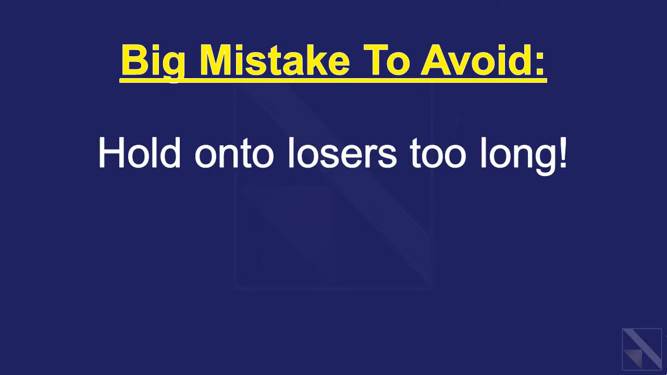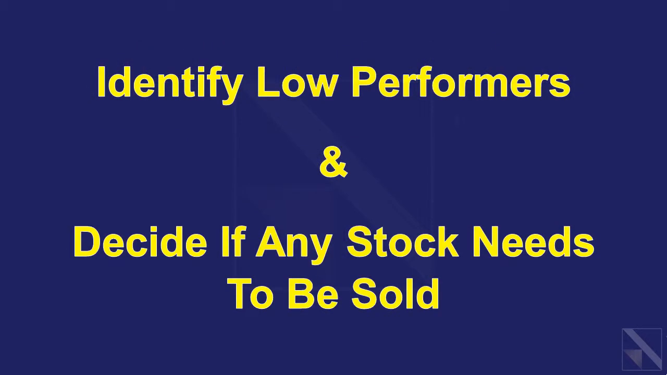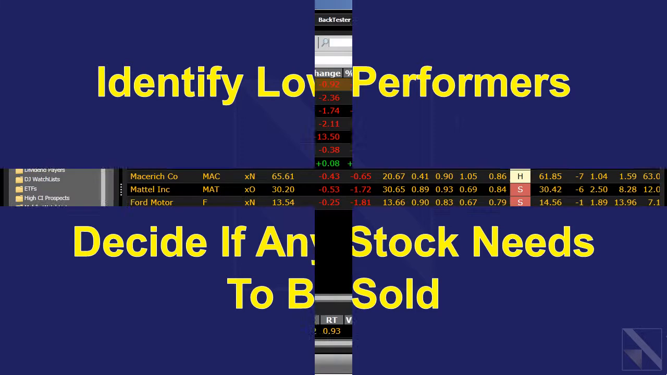Remember, you should have built your watch list already. If you haven't, just pause this video and go do it. Once you have the stocks you own in a watch list, the first thing you need to learn is how to identify those low performers and decide if any stock needs to be sold. So let's get right into VectorVest and I'll show you how to do that.